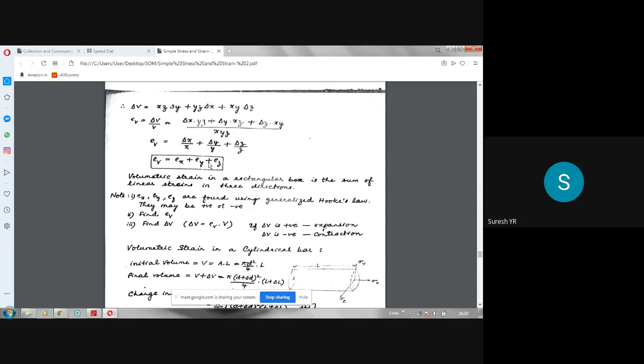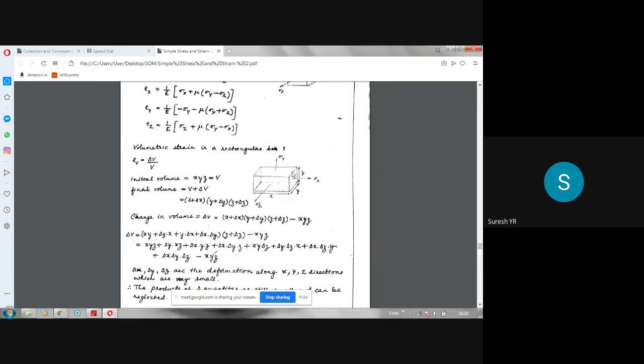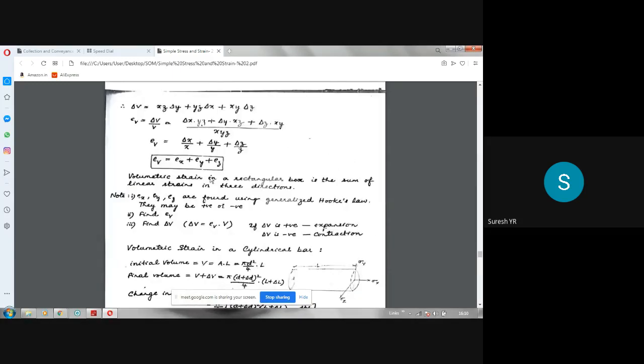So how to find this Ex, Ey, Ez? That is using the generalized Hooke's law. You take it as Ex, Ey, Ez only because this delta X by X consists of the effect due to all the three stresses, sigma X, sigma Y, sigma Z. So that is why I have written Ex, Ey, Ez only. You write it like this only. So the problems will be given like this. Once the stresses are known, you can find out these strains in all the three directions using generalized Hooke's law. Then add them. You are going to get the volumetric strain.